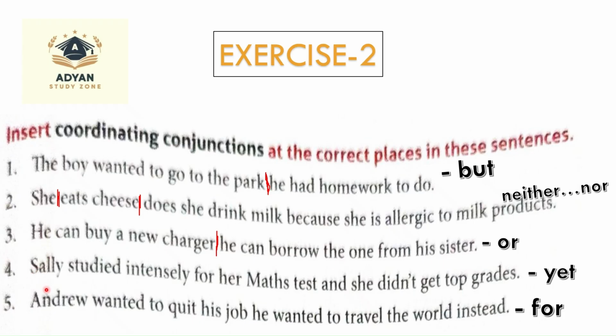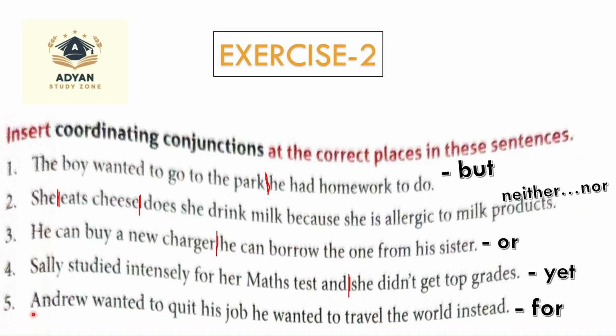Fourth is, Sally studied intensely for her maths test and she didn't get top grades. So we'll use the word yet, and it will be placed here. So the correct is, Sally studied intensely for her maths test and yet she didn't get top grades. Ignore this and conjunction. This is used only for you to be confused. You can also use and yet also. If there is no and here, you can also use yet.